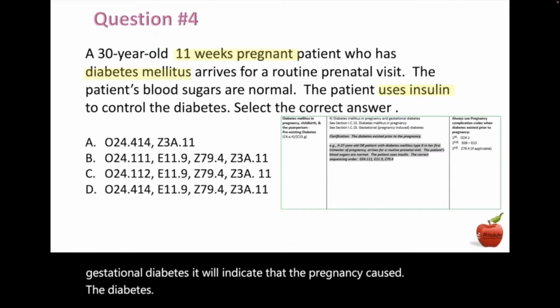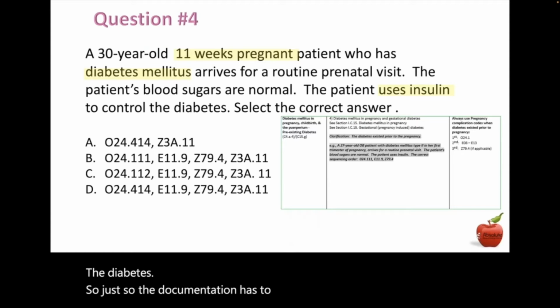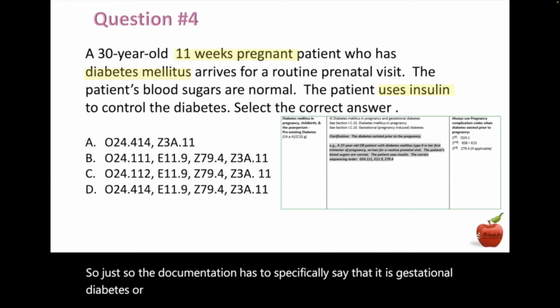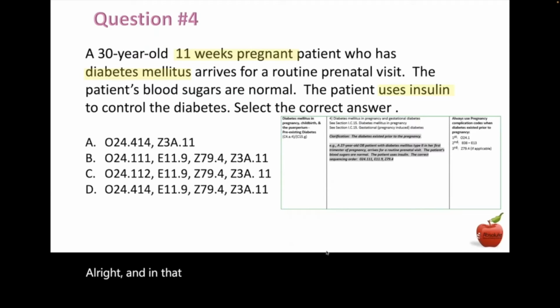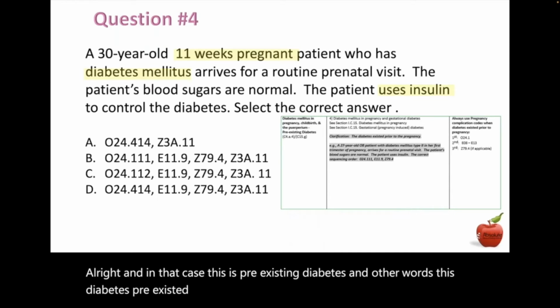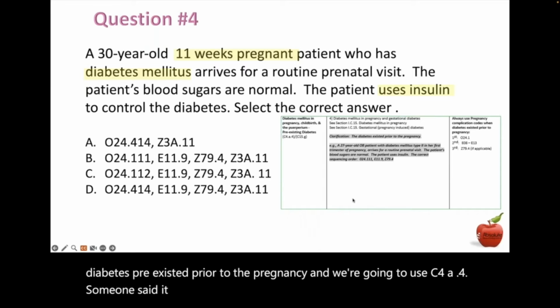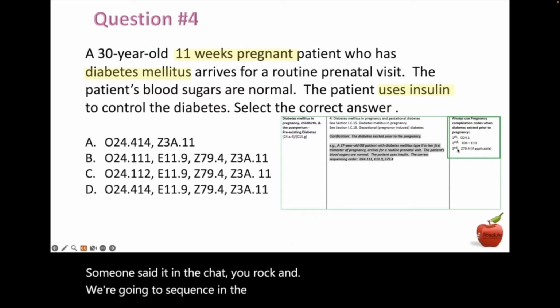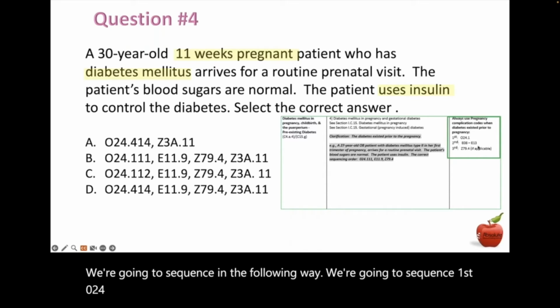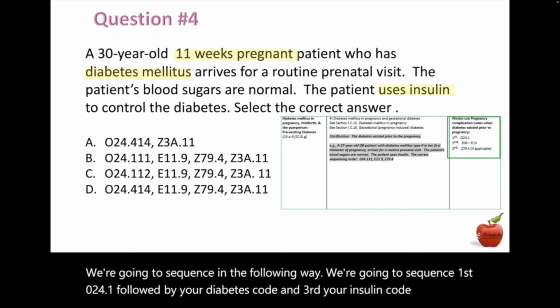All right, so just so you know, the documentation has to specifically say that it is gestational diabetes or that the pregnancy caused the diabetes. And in that case, this is pre-existing diabetes. In other words, this diabetes pre-existed prior to the pregnancy, and we're going to use O24.1. Someone said it in the chat. You rock. And we're going to sequence in the following way. We're going to sequence first O24.1, followed by your diabetes code, and third, your insulin code if applicable.